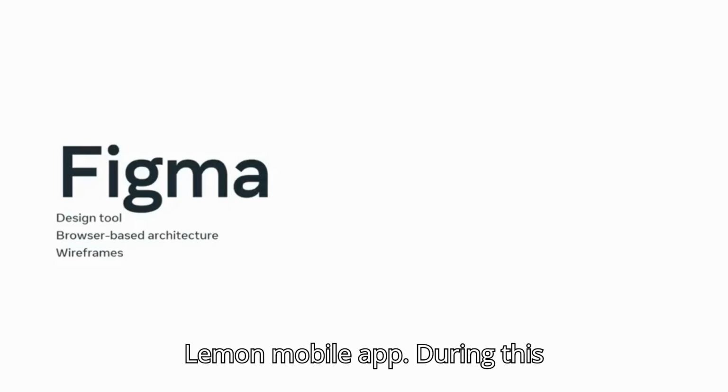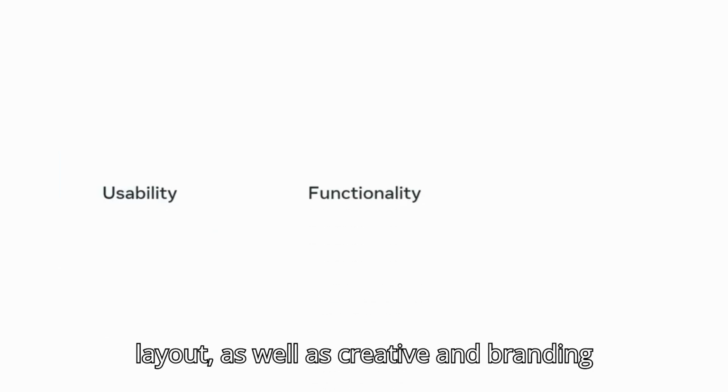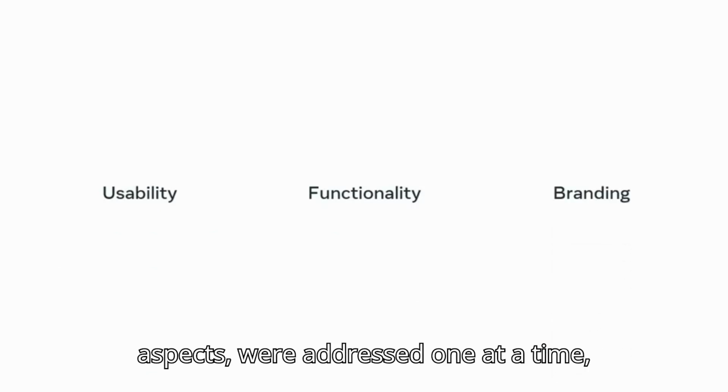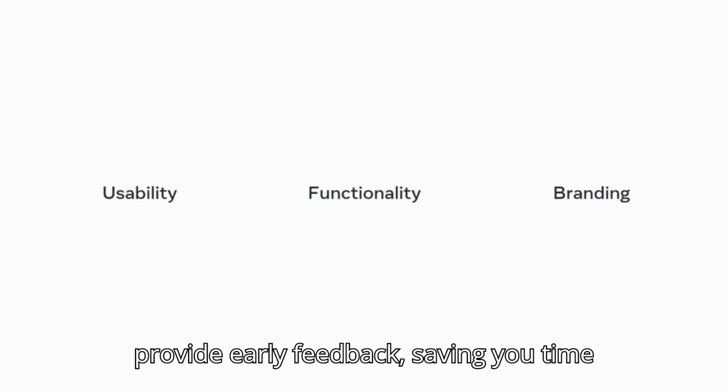During this lesson, usability was pushed to the forefront and your page layouts were showcased. The app's functionality and layout, as well as creative and branding aspects, were addressed one at a time, allowing the owners and the app users to provide early feedback, saving you time in the long run. Components have been created in Figma, elements you are able to reuse across your design, helping you to create and manage consistency in your proposed solution for ordering food.